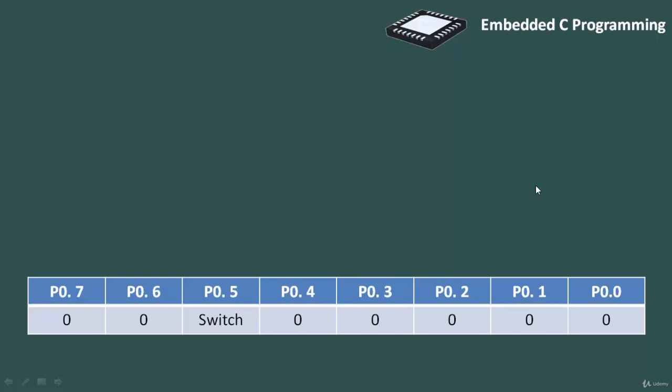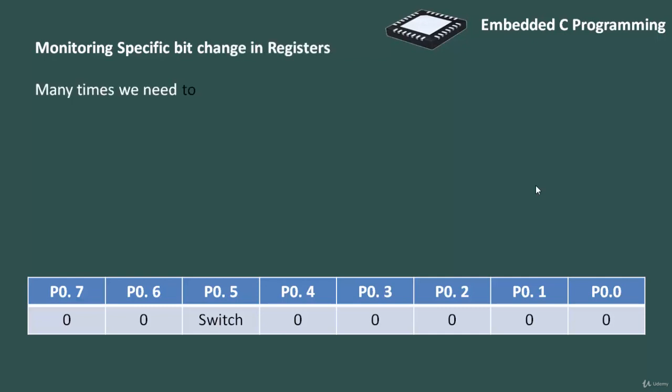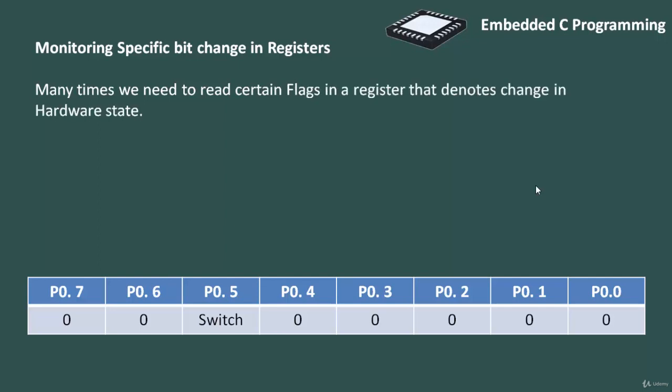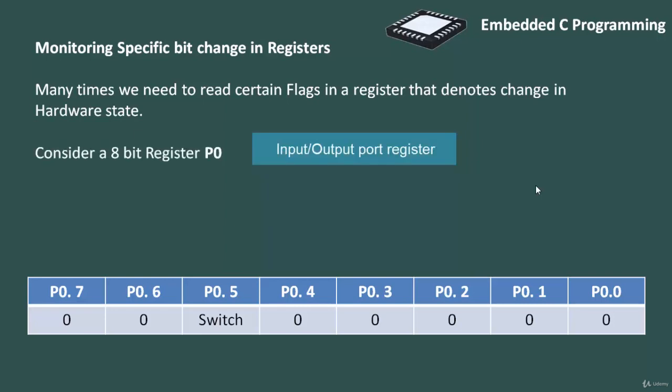Hi and welcome back. In this video I will tell you how to monitor specific bit changes in a register. Many times we need to read a certain flag in a register, or a particular bit in a register that denotes a change in the hardware state. Let's consider P0 is an 8-bit input output port register. When I'm saying that port P0 is an input output port register, that means it must have some associated hardware pins. Since it's an 8-bit register, the number of pins would be 8.